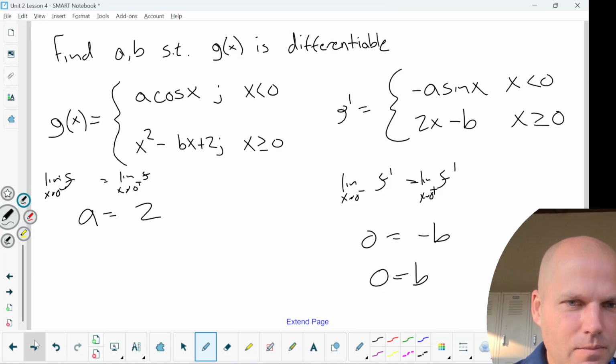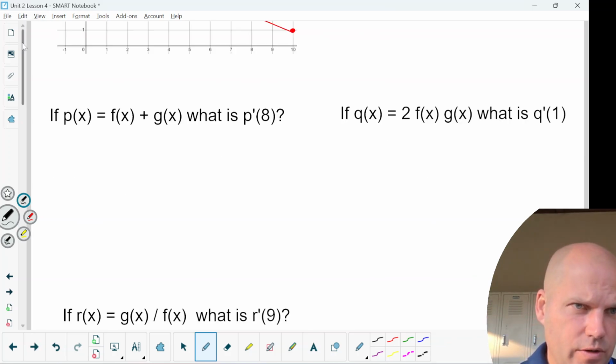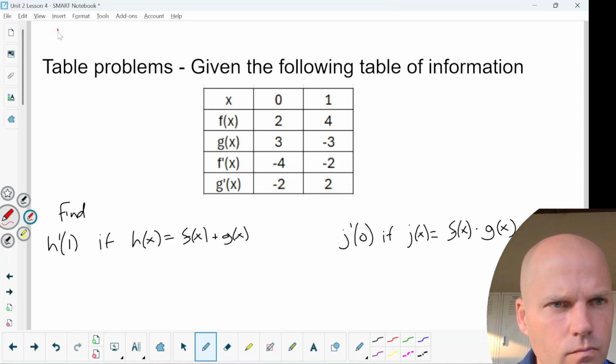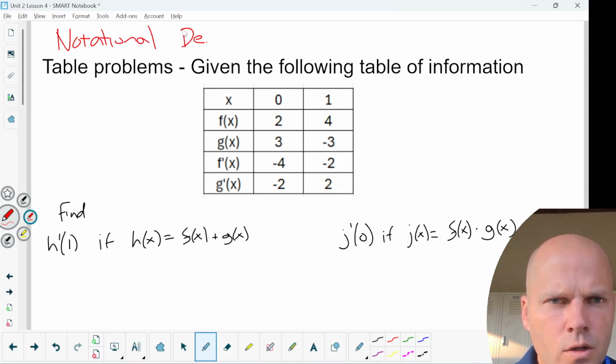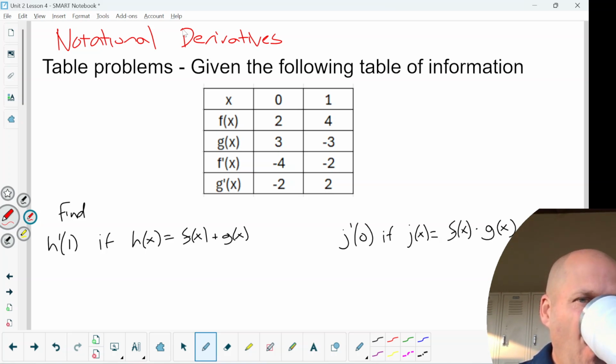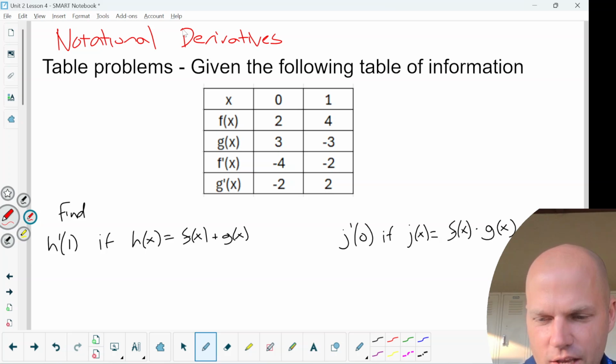Sick. All right, last things are called notational derivatives, or table problems. These really baffle students because you like taking the derivative of x cubed. You like finding the slopes of x cubed, it's 3x squared. This is less like what is the slope of this function and more like what is the slope of this concept.